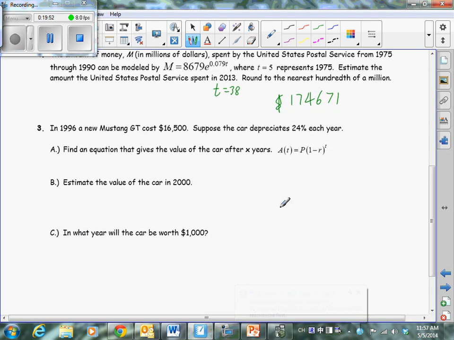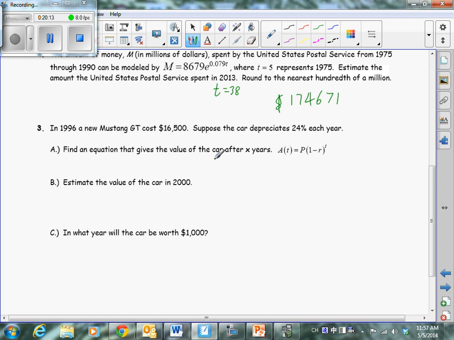In 1996, a new Mustang GT cost $16,500. Suppose that the car depreciates 24% each year. Depreciate, what does that mean? Is it going to be a... Oh, wow, they gave you already the equation. It's a minus when it depreciates. Normally, I will put plus and minus. It's your job to know that depreciate means minus, right?